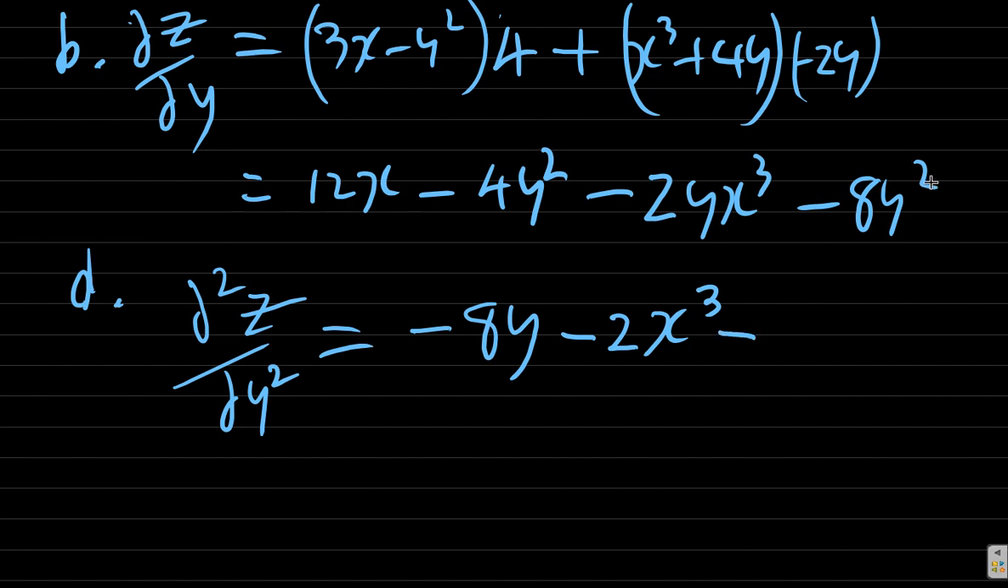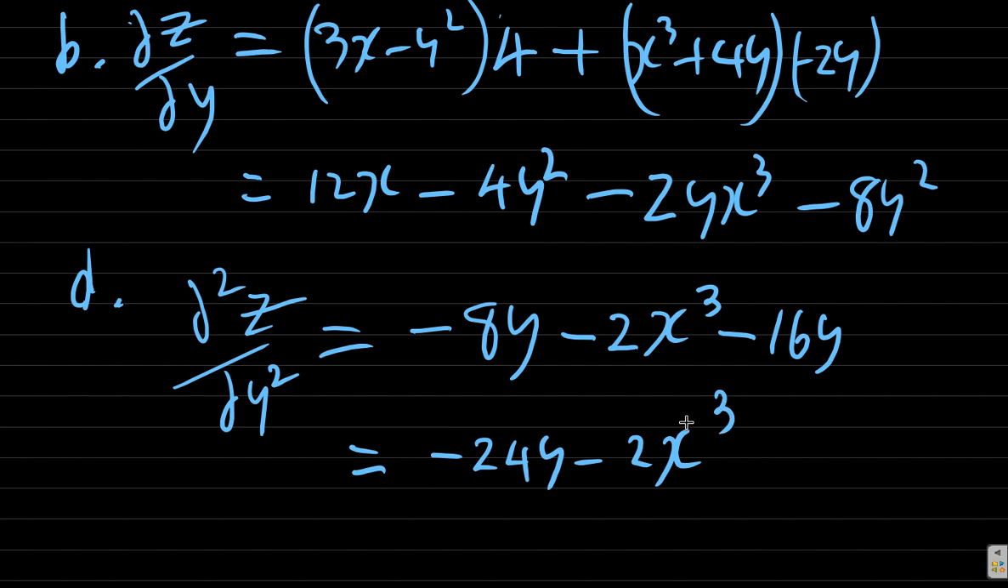Minus, now 2 times 8 is 16, y to the 2 minus 1, which is just y. So what we have here, negative 8y minus 16y is what? Negative 24y minus 2x cubed. So those are what we have so far. Alright?